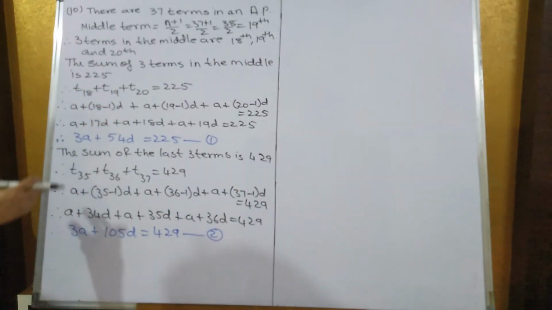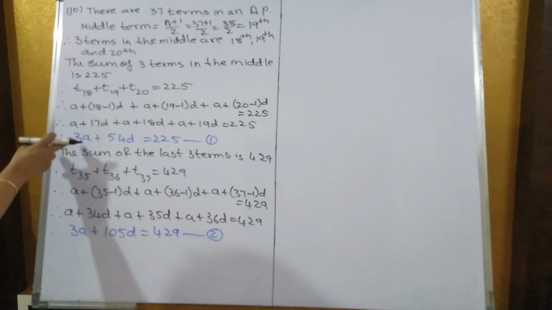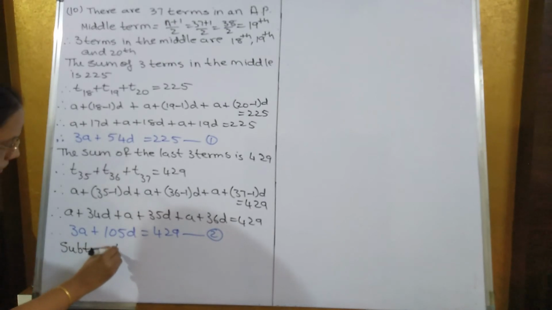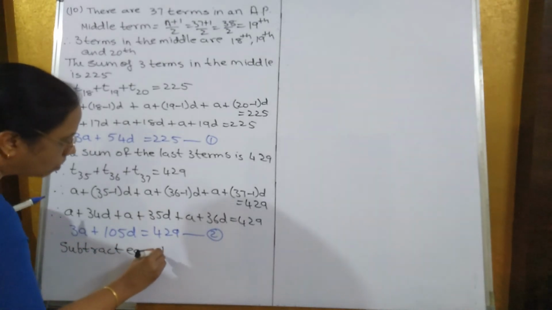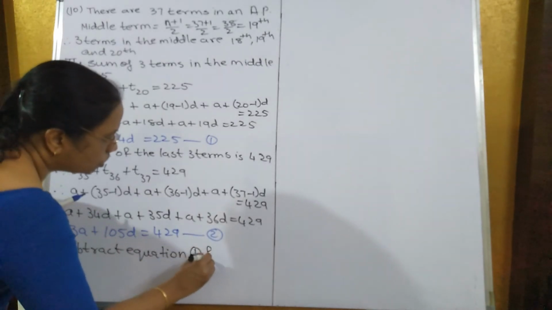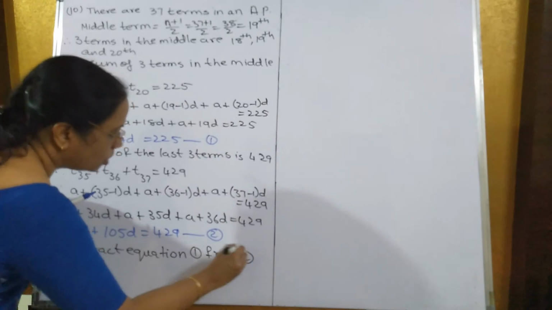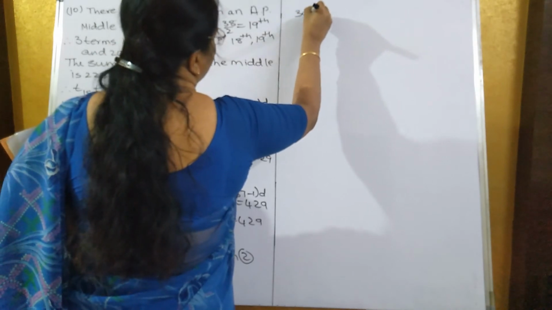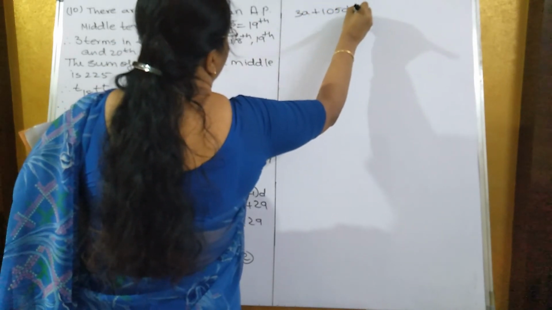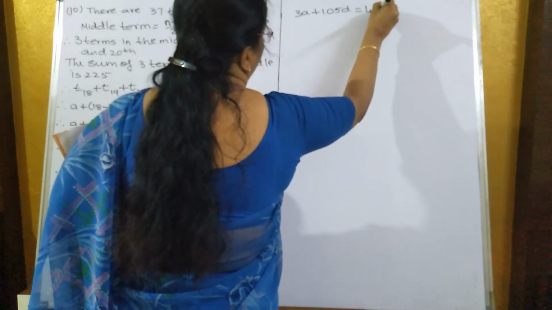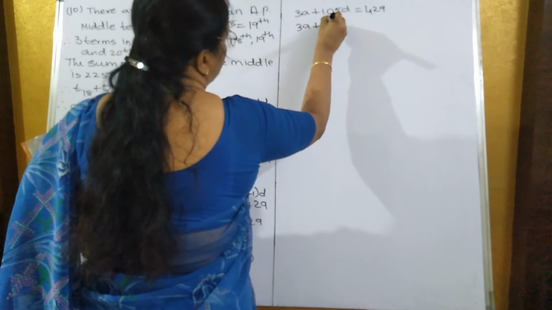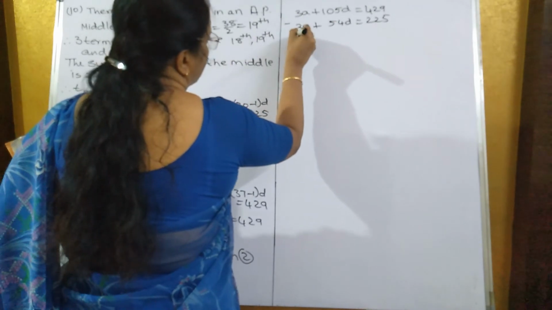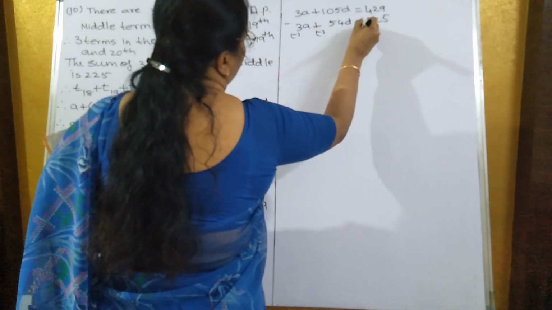Now subtract. If you see equations 1 and 2, 3A and 3A is there, so subtract. Both are having the same sign, so subtract equation 1 from 2. So what is equation 2? 3A plus 105D is equal to 429. And equation 1 is 3A plus 54D is equal to 225. Since you are subtracting, signs will change. So what you will get?